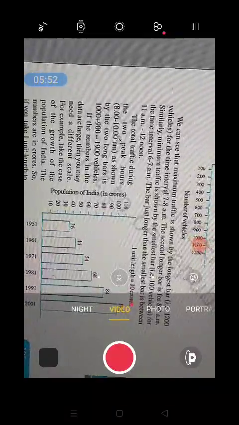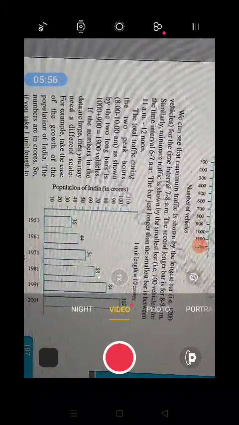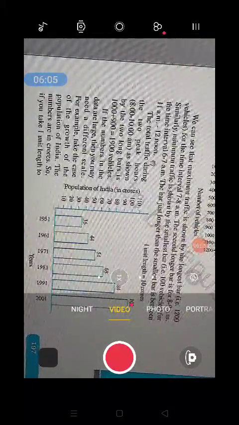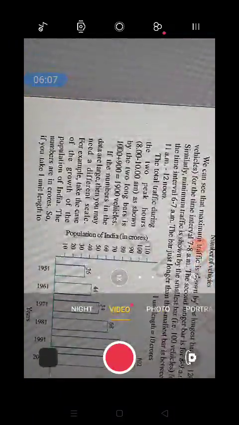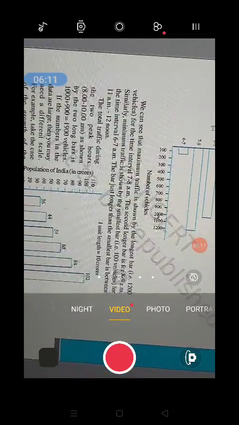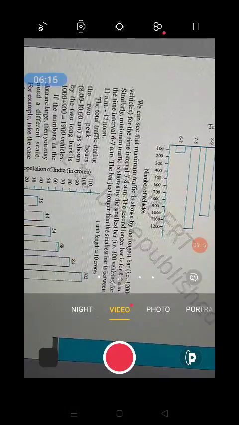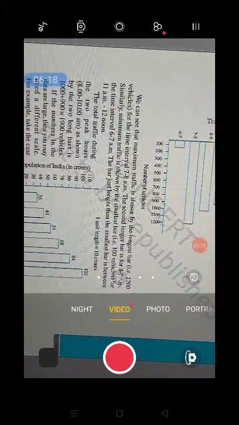The total traffic during the 2 peak hours. 2 peak hours is what? 8 a.m. to 10 a.m., because maximum traffic is found in those times. Yes. So total number of the traffic is 1000 plus 900. See, 1000 is here, 1000 is here and 900 is here. So the maximum time period of traffic is this.